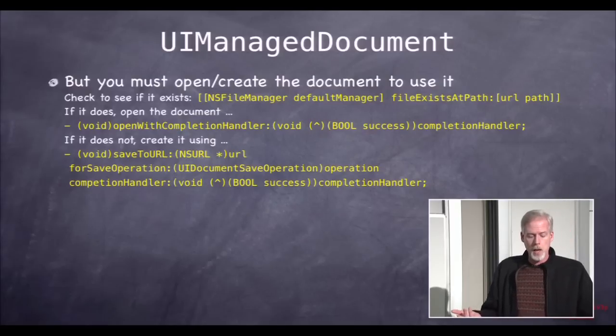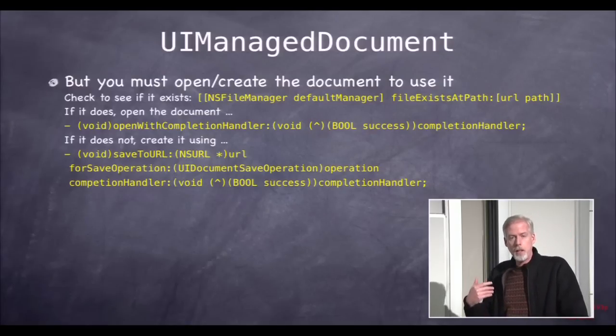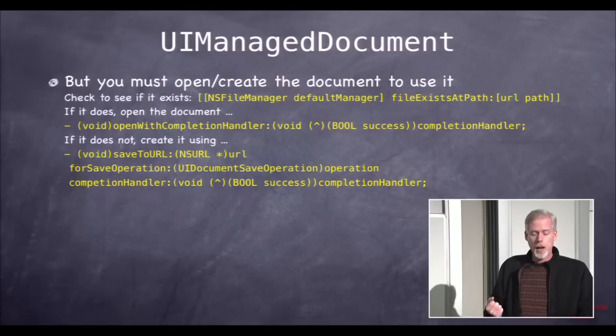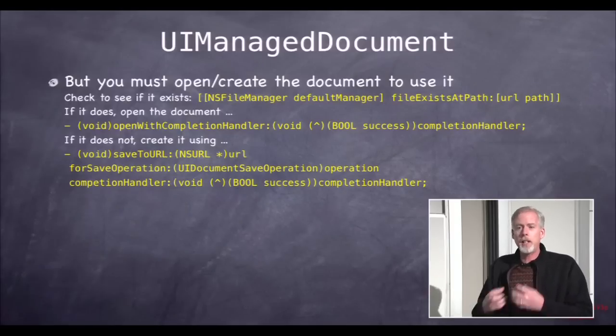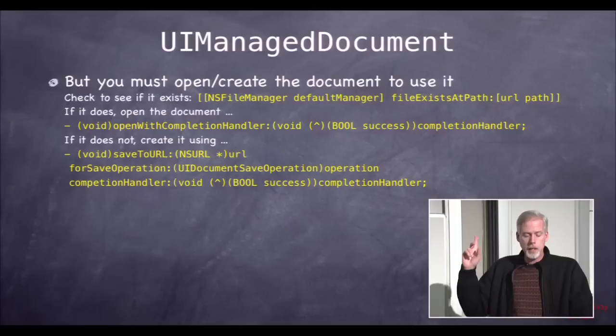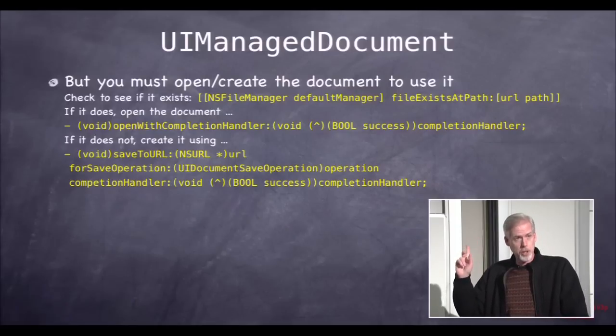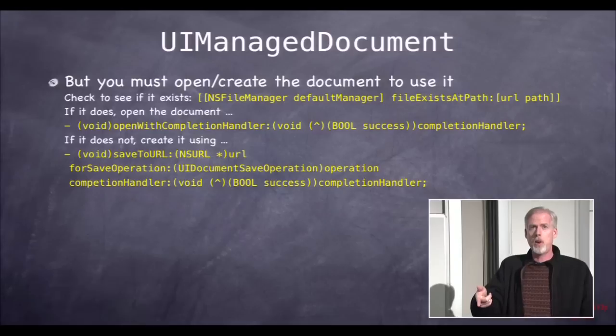Okay? And if the file doesn't exist yet, which you have to check for, unfortunately, I always thought it would be nice to have an API in UIManagedDocument that says, let me use this document. If you have to create it, go ahead, but let me use it. But you don't do that. Instead, you have to call defaultManager in the file manager, you have to call fileExistsAtPath and find out whether this document already exists.